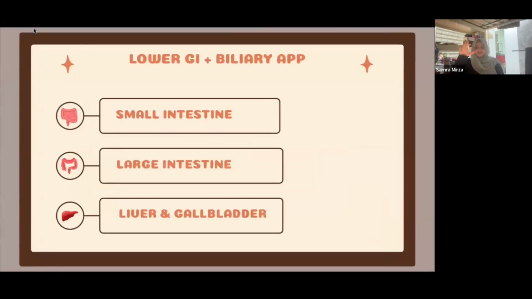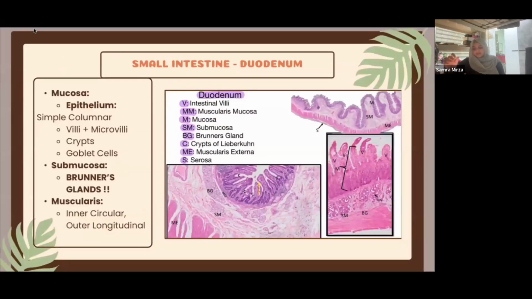I should mention that the layers of the GI are essentially the four general ones: mucosa, submucosa, muscularis, and then serosa. In the case of intestines, it'll be serosa. The structures within them can vary based on where you're at, and because of that, it can help you in identifying the specific part that you're on. So we'll start off with the duodenum.